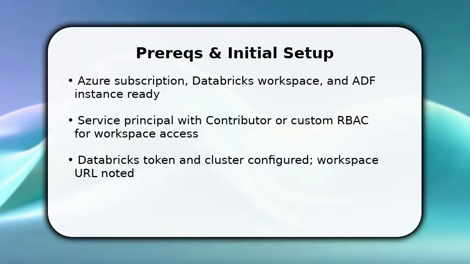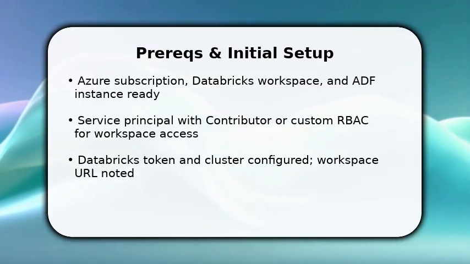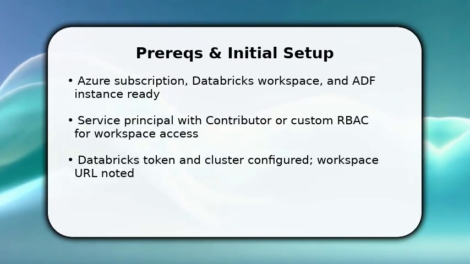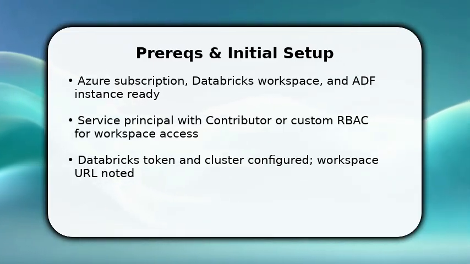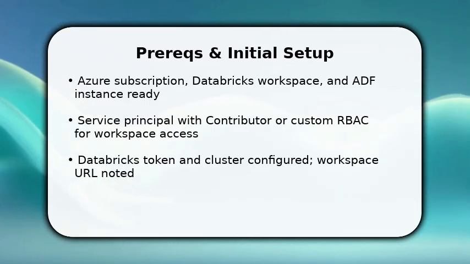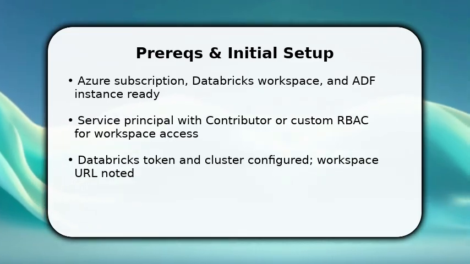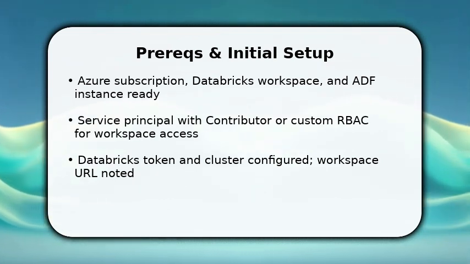You start by verifying prerequisites: an Azure subscription, a Databricks workspace, and an Azure Data Factory instance. Create a service principal and grant it contributor or a least privilege RBAC role on the Databricks workspace so ADF can authenticate. This is safer than using a user token. Once done, generate a Databricks personal access token and note the workspace URL. Next, prepare a running cluster or job cluster and verify network settings so ADF can reach Databricks endpoints.